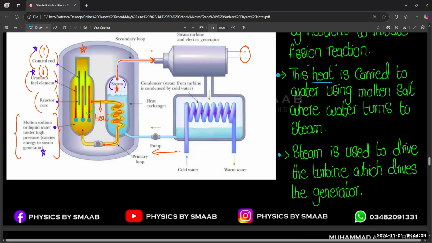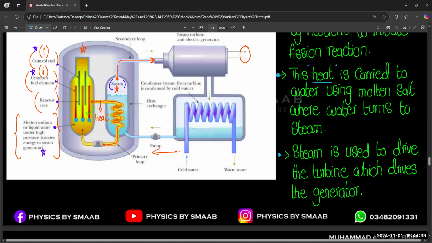Normally in our home, we use electricity to rotate the fan. And if you reverse this process, for example, if you rotate that fan by yourself, you will get electricity. Okay, reverse process. Normally we use electricity to rotate the fan, but if you rotate the fan mechanically, you will get electricity on the other end. So that's why we are using the same concept over here.